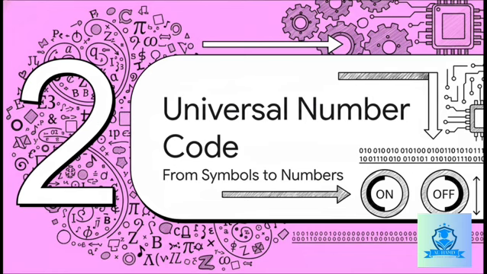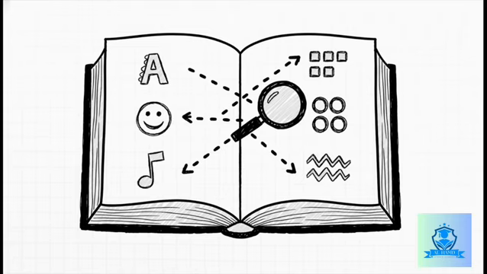Well, the very first step is to create a kind of universal code, a way to turn every single character into something a machine can start to work with, a number. Think of it like a giant universal decoder ring or a dictionary for everything. Before a computer can do anything with a piece of information, it first has to look up the symbol you typed, doesn't matter if it's the letter A or an emoji, and find the one-of-a-kind number that's assigned to it.